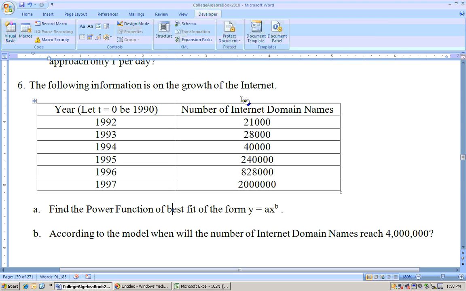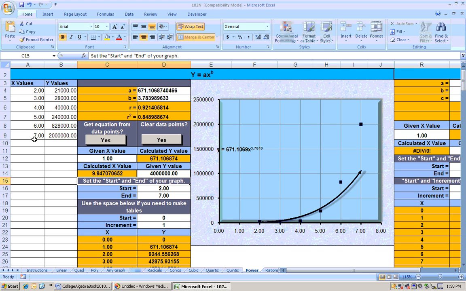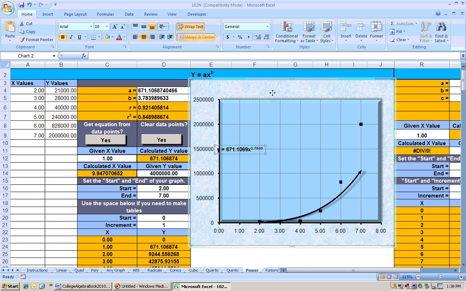On problem 6, it says the following information is gathered on the growth of the internet. Here's the years, and here's the number of internet domain names. Let t equal 0 be 1990. So it says find the power function of the best fit. And so I went to the power function sheet. I put in my data, which actually goes from 2 to 7 because year 0 was 1990. So 2 through 7, and here's my y values. I put in my data and I click the get equation from data points, and here's my equation, or you can see it right here better, and that's my power equation.